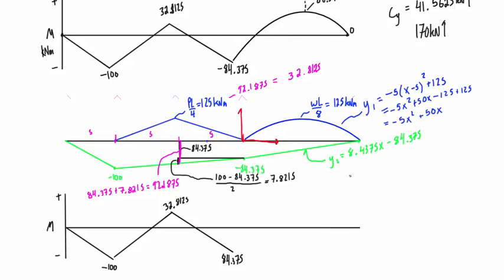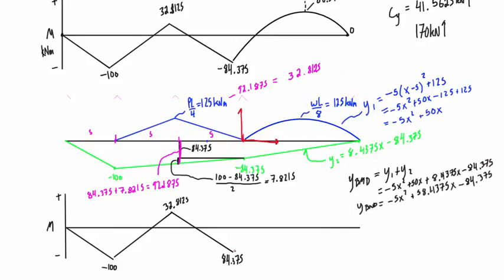And now what we have to do is add every single value, for every value of x. The resulting function, I'm going to call y_bmd. This is just the y values on the bending moment diagram. In this region it's just equal to y1 plus y2, so that's negative 5x squared plus 58.4375x minus 84.375. All right, so that describes the function, and we could plot it numerically if we wanted to.